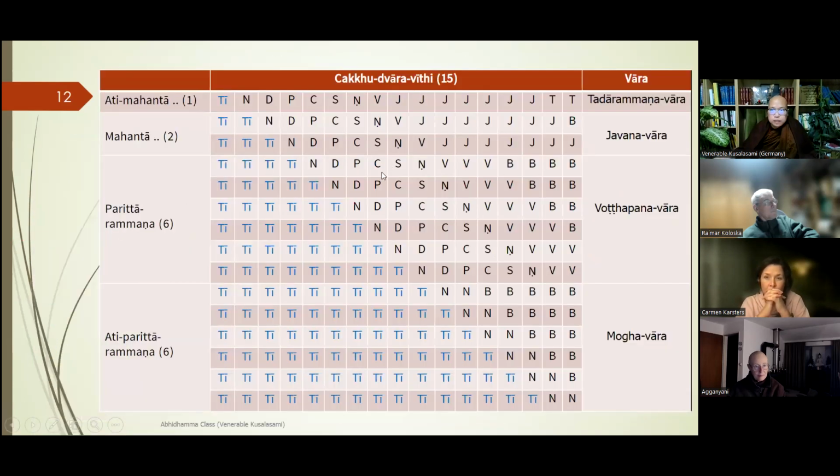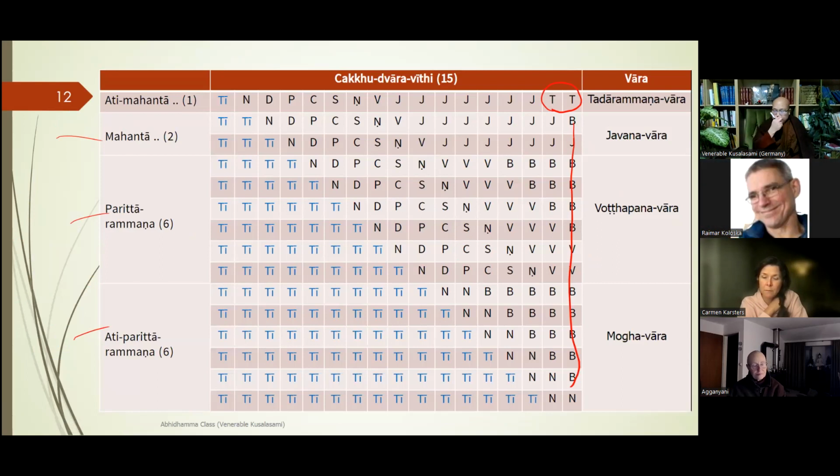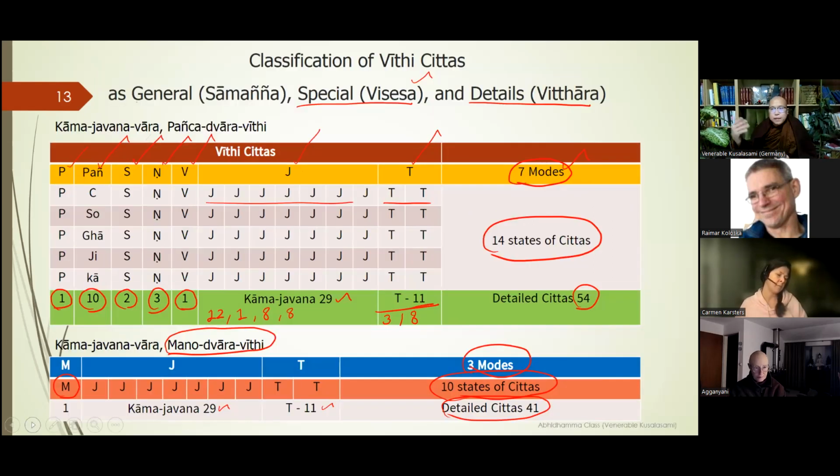Yeah, we have a lot here. In the thought process with a very great object, you will see the Tadaramana. The other thought process with the other object has no Tadaramana. And also in the Apana Javana thought process, which you haven't learned yet, there is a three in the Apana Javana as well. There will be no Tadaramana.